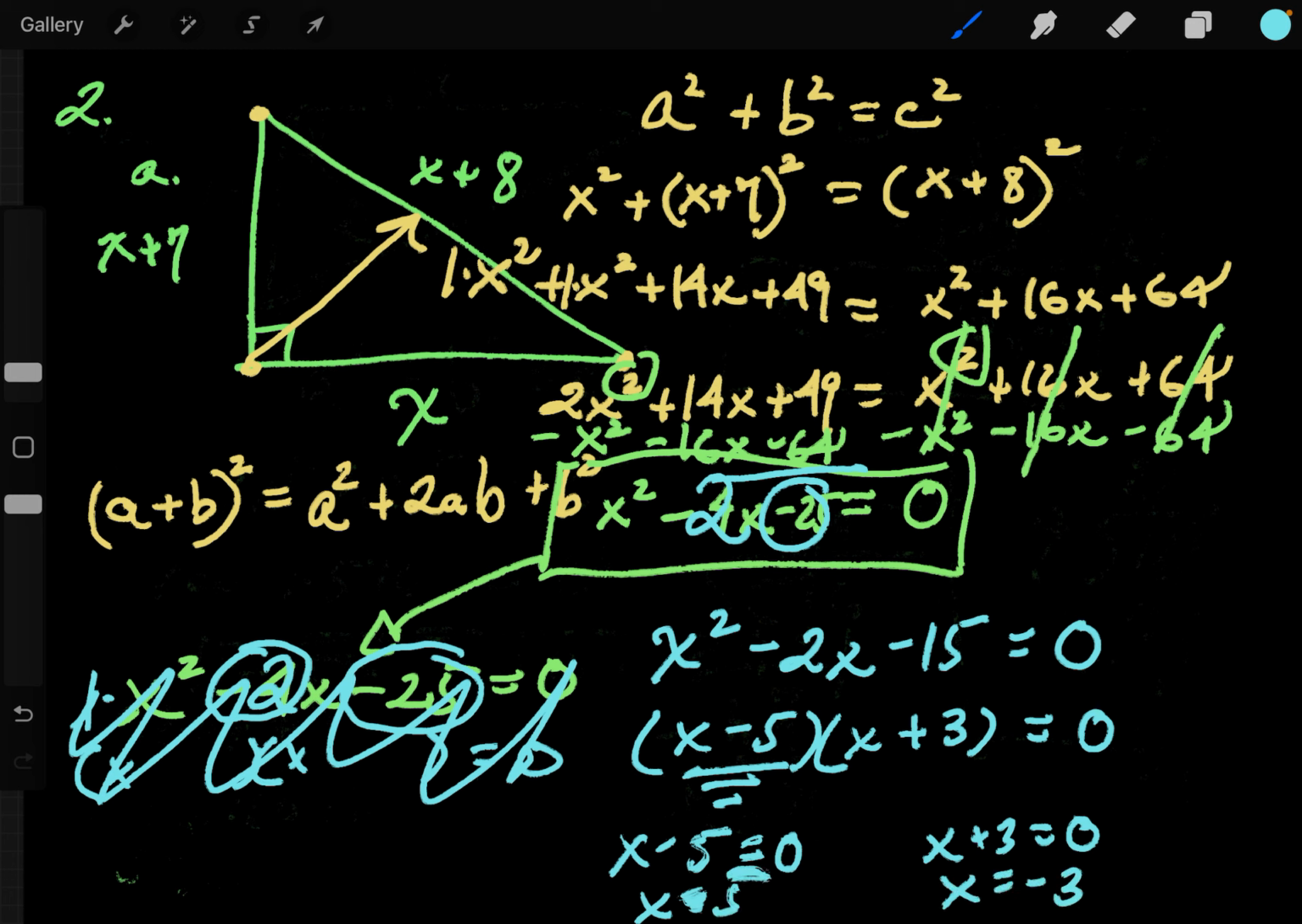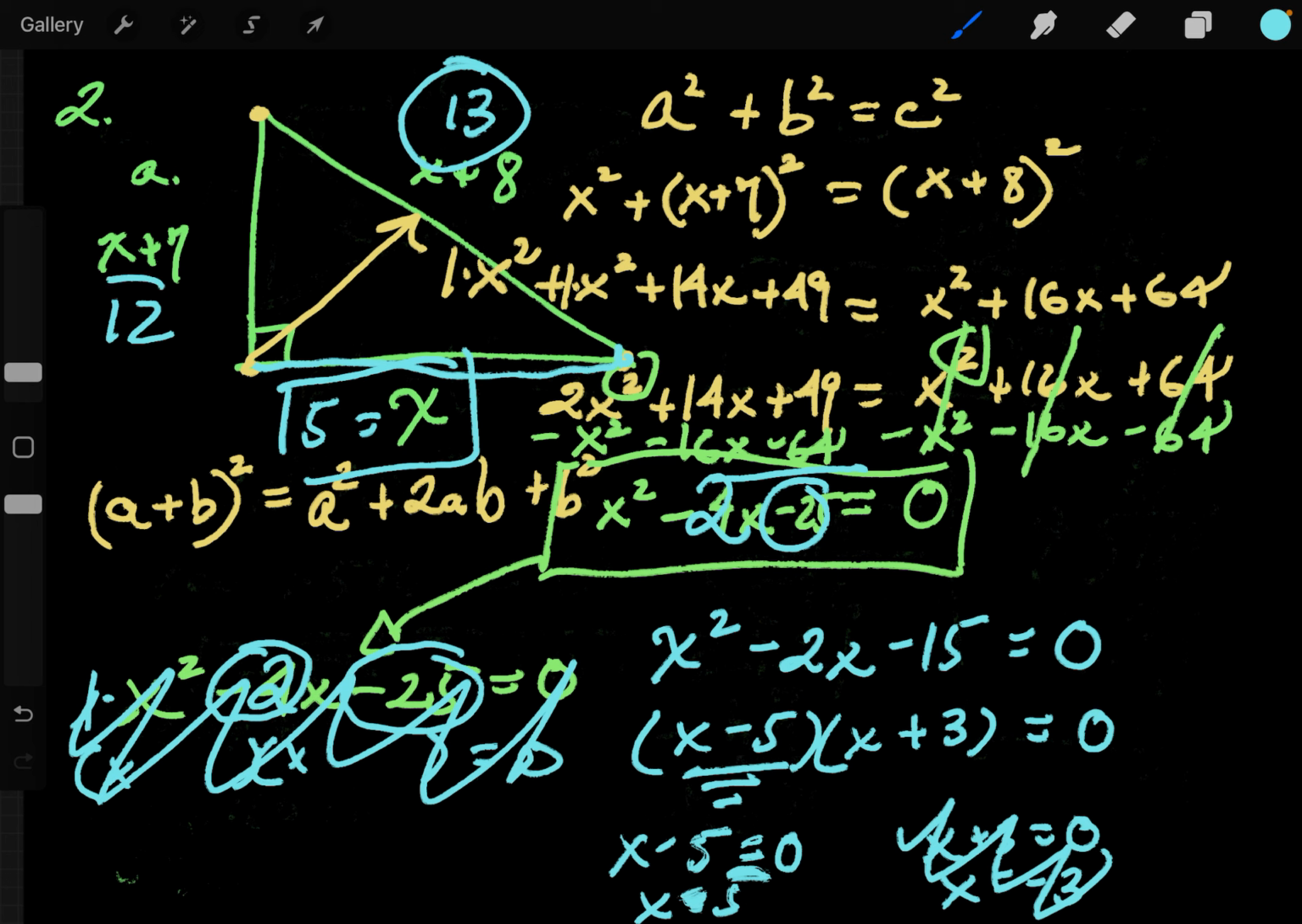Now, if x equals negative 3, then this length doesn't make any sense, so we reject this solution. And x being 5 is the correct answer. Then that means that this is 12, this is 13. And this does fit into being a right triangle. Okay. Now, the next one's easier.